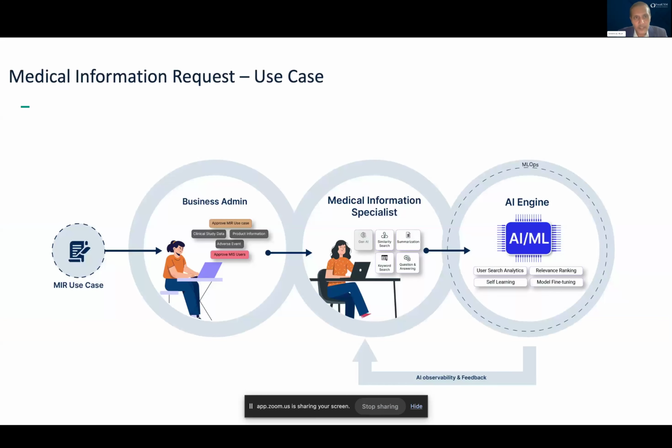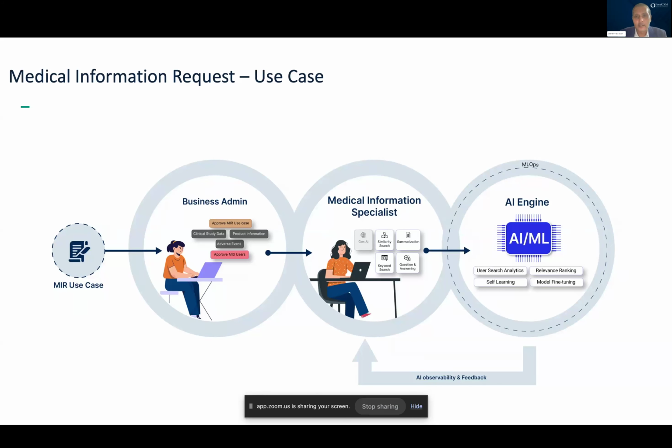This could be a simple ecosystem, how the use case could be. There's a business administrator who is determining, okay, these are the KPIs for this MIR. Then the medical information specialist is trying to look up multiple systems for the data and share it with the doctor. And this is where the new extended arm of the medical information specialist came in, which is the AI engine, which primarily leverages an LLM to respond.